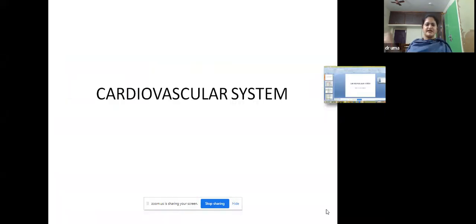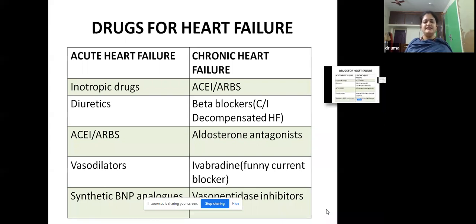Now coming to the cardiovascular system, first are the drugs for heart failure, for acute heart failure and chronic heart failure. In acute heart failure, you have to increase the contractility of the heart and relieve the congestive symptoms. So inotropic drugs, diuretics, ACE inhibitors, angiotensin receptor blockers, vasodilators, and synthetic BNP analogs are used.